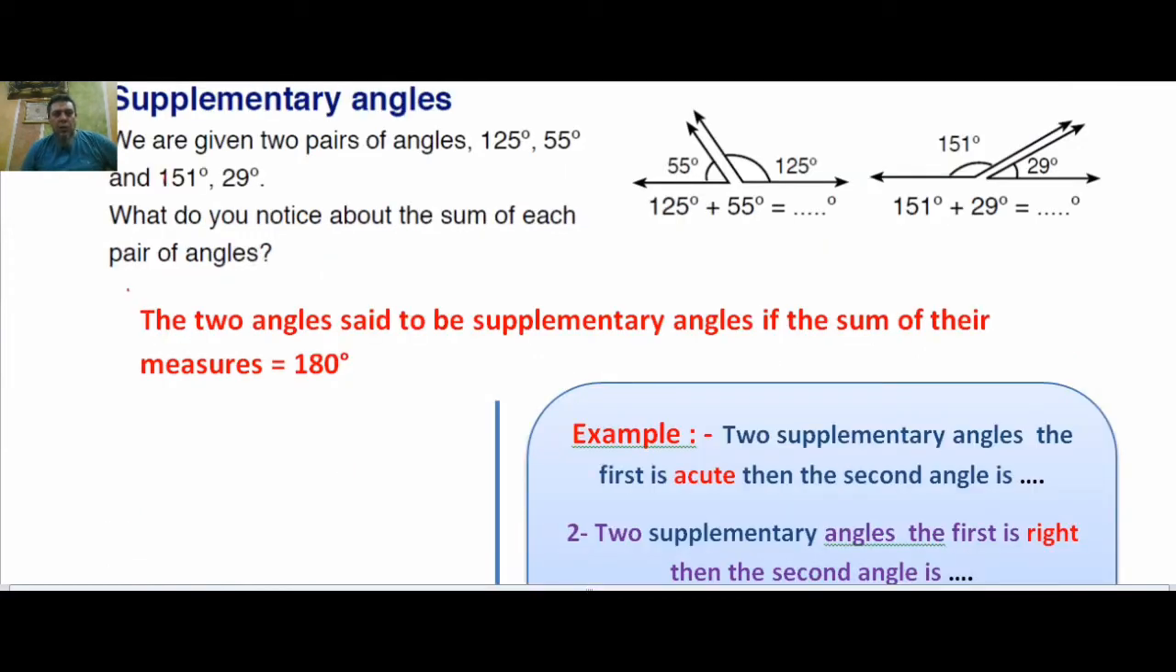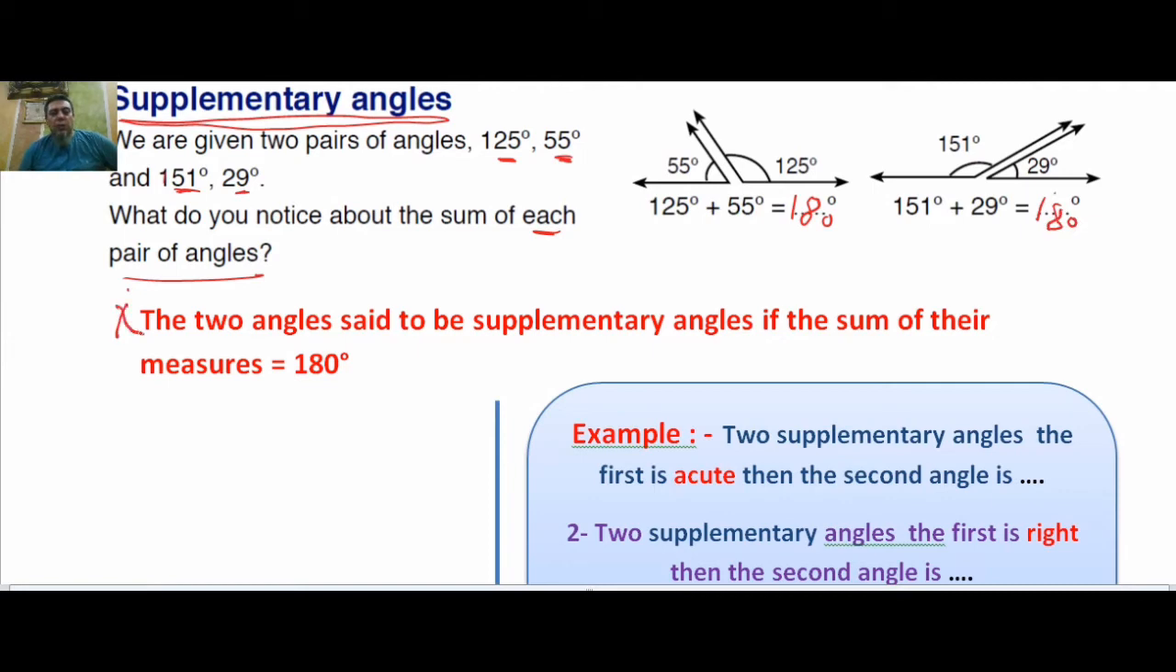The second relation between two angles is supplementary angles. What's the meaning of supplementary angles? We are given two pairs of angles, 125 and 55, 151 and 29. What do you notice about the sum of each pair of angles? The sum: 125 plus 55 equals 180. 151 plus 29 equals 180.